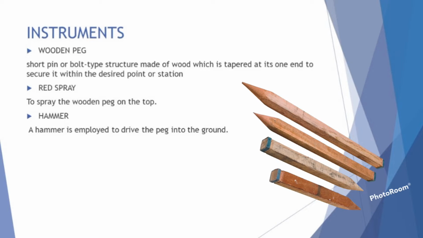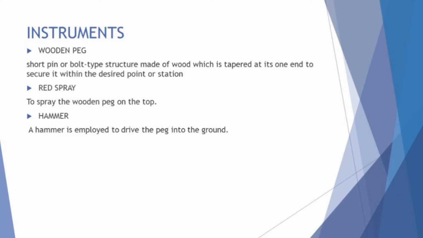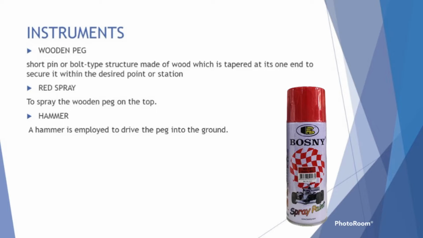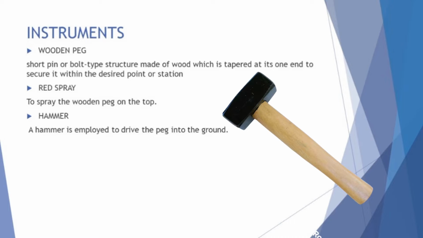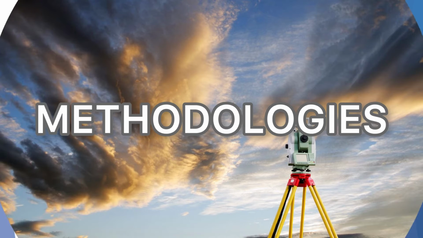Next, wooden peg. A wooden peg is a short pin or bolt type structure made of wood which is pointed at one end to secure it within the desired point or station. Red spray is used to spray the wooden peg on the top. And the last one is a hammer. A hammer is employed to drive the peg into the ground.